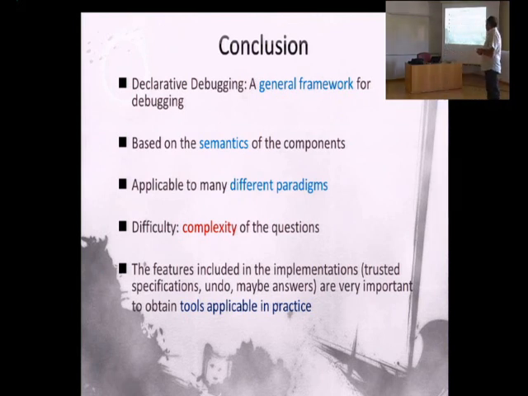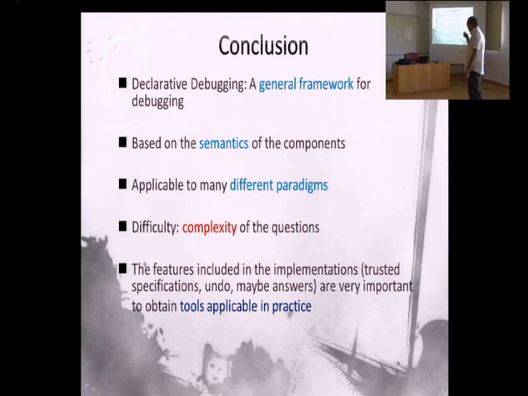And that's all. I will make this conclusion. So declarative debugging is a general framework for debugging. It's based on the semantics of the components. It can be applied to many different paradigms. I explained a few ones. I didn't explain Java, but we also have a couple of debuggers for Java, and others. Well, in our experience we have implemented declarative debuggers.